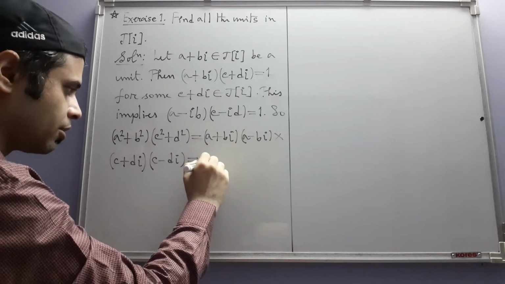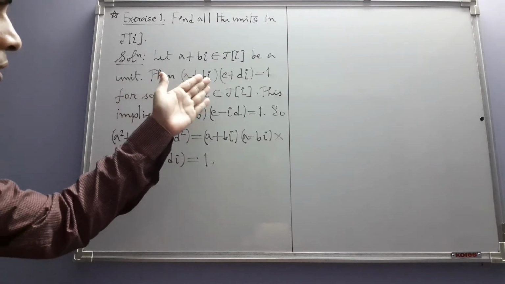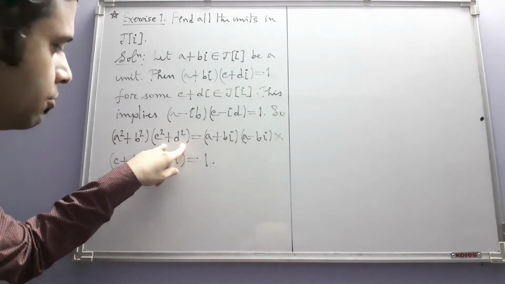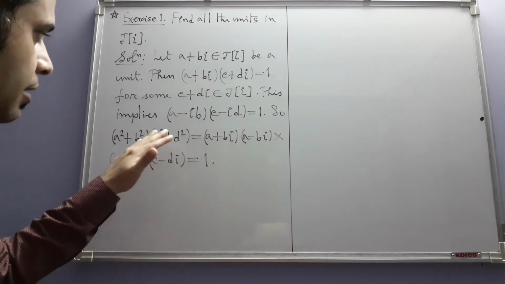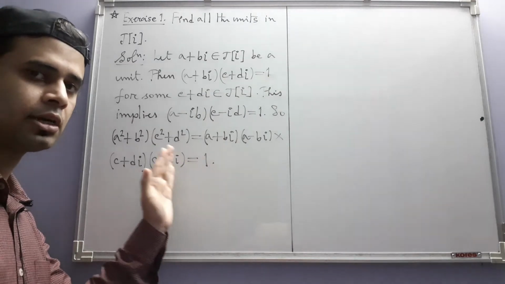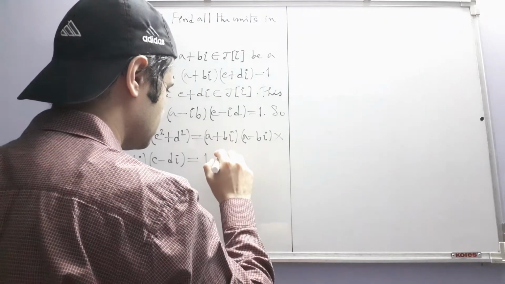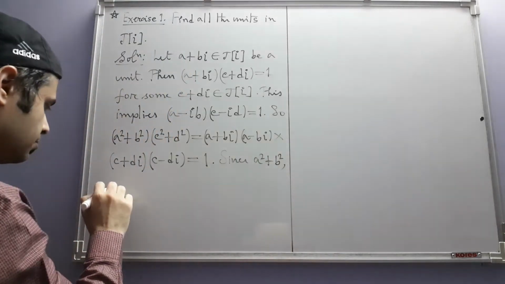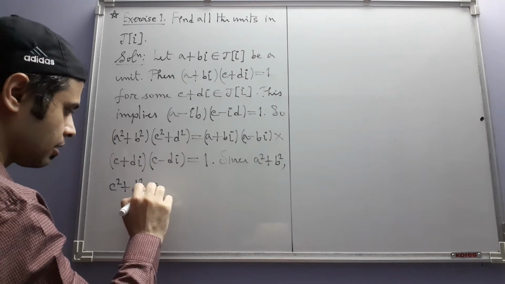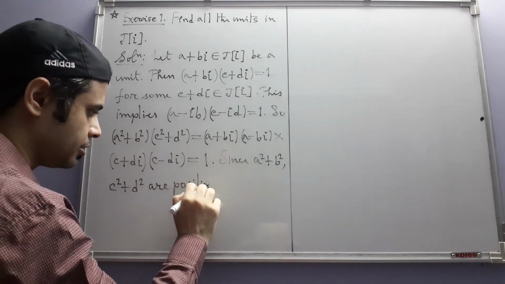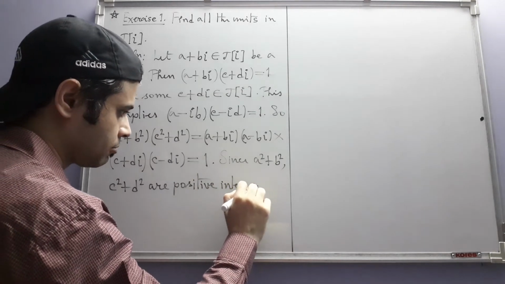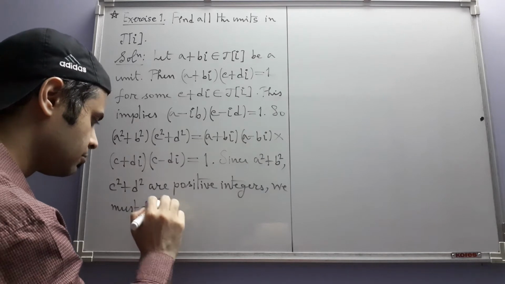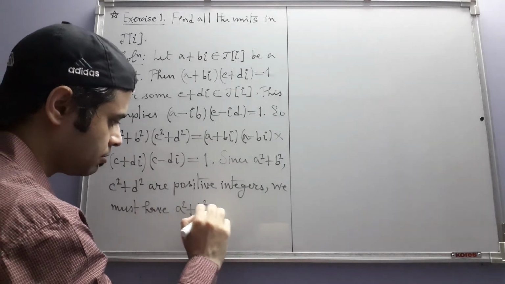Okay, so finally we have got something that looks like this. Now because a, b, c, d are integers, these two factors, a square plus b square and c square plus d square, are non-negative integers. In fact, they are both positive integers because their product is 1, so none of them can be 0. Since a square plus b square and c square plus d square are positive integers, we must have both of them equal to 1.